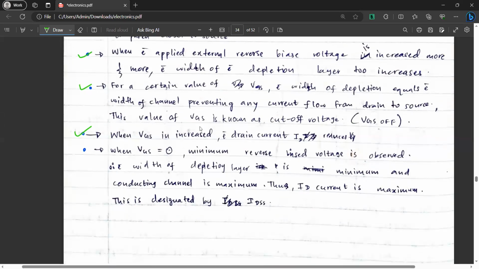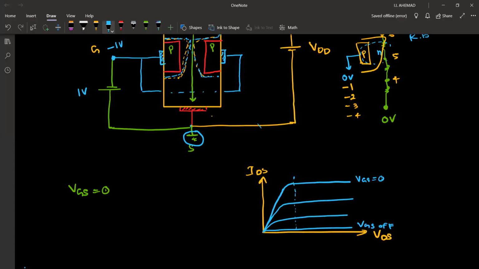And the final point, VGS equals 0. That is the minimum reverse bias voltage I can apply, because I won't forward bias this. So minimum reverse bias is VGS equal to 0. For VGS equal to 0, it is observed the width of the depletion layer is minimum, and the conducting channel is maximum. Thus, the ID current is maximum. This is designated by IDSS, the ID current saturated. In this graph, this current over here is IDSS. Up to this, it's clear, right?